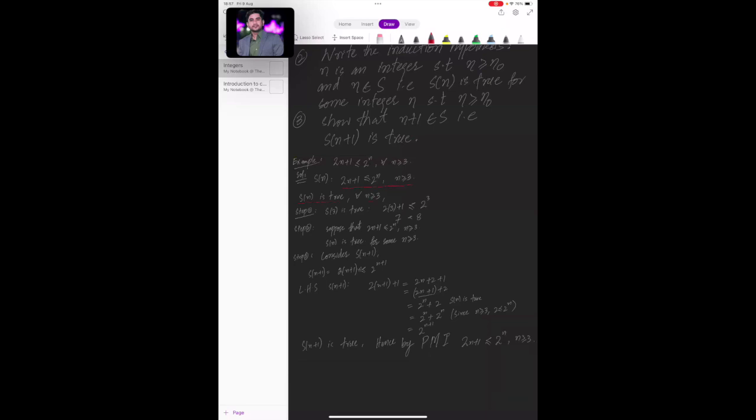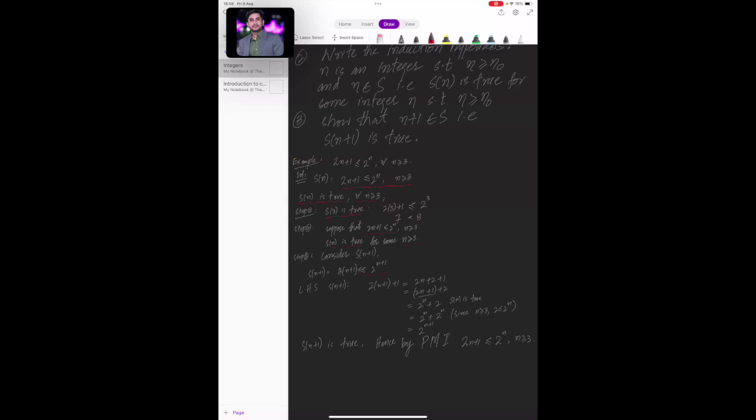Step number 1 is consider n is 3, then show S of 3 is true. So you can just put 3 and you can say that 7 is less than 8, which is true. Now we suppose for step 2 that 2n plus 1 is less than or equal to 2 power n, and S of n is true for some n greater than or equal to 3. Then we consider S of n plus 1, which is going to be this.